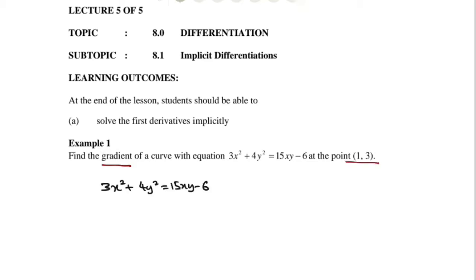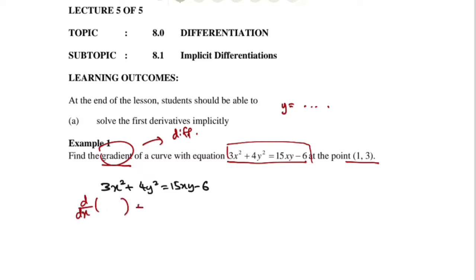Now, to find the gradient of the curve of this equation, we have to differentiate. But now, when we want to differentiate this equation, we cannot express it as y equal to something. We cannot express it as explicit function. So this is an implicit function, and to solve it, we have to use implicit differentiation.